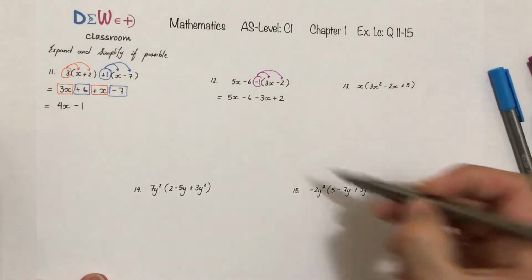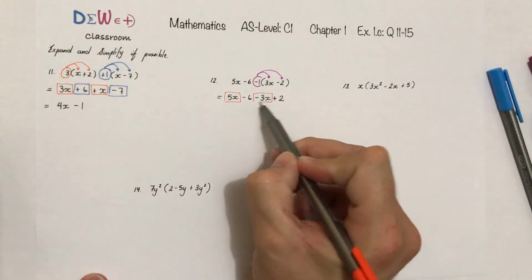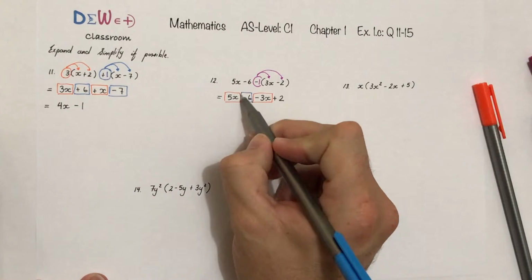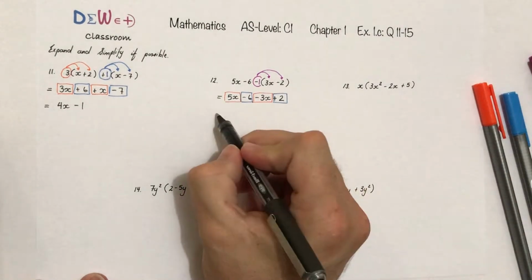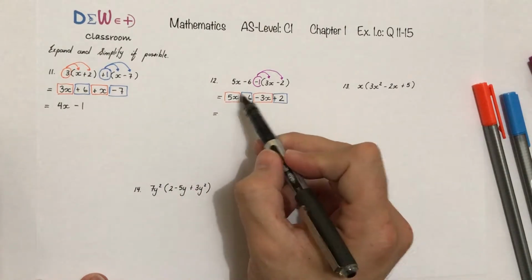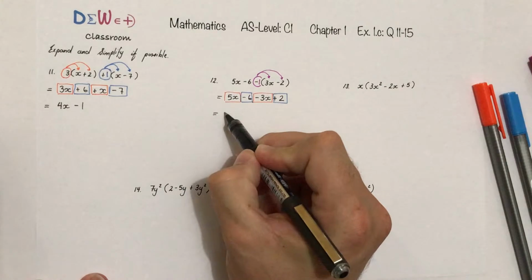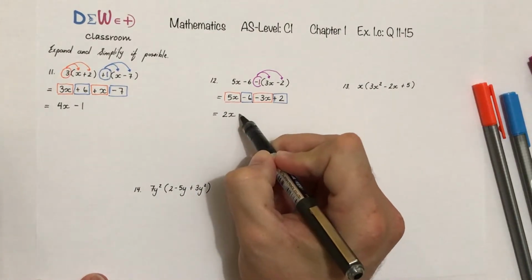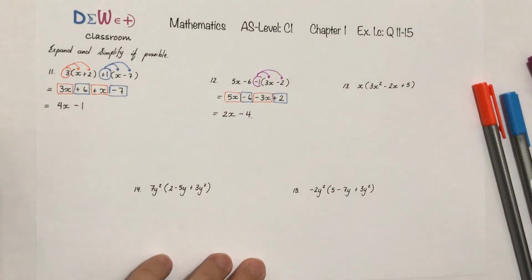We now see that we have like terms, the 5x and the minus 3x. Please remember that this sign is included in the term, and we have those two over there. So if we add our orange blocks, it's 5x minus 3x gives you 2x, minus 6 plus 2 gives you minus 4. Question number 13.